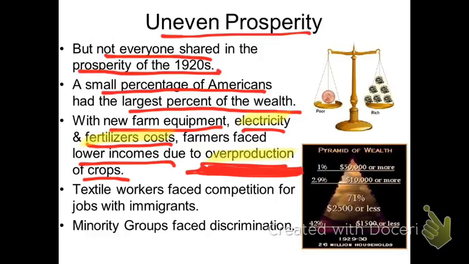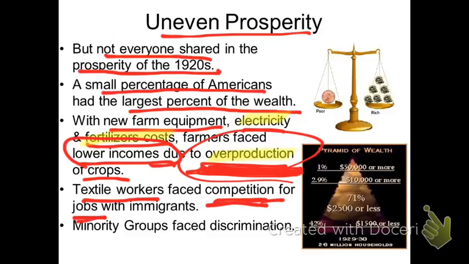Why are they making less money? Why are their incomes lower? They've overproduced, and so there is a larger supply than necessary. There's a larger supply than demand requires, and so prices fall. If the supply of something goes up, it doesn't matter what it is, if the supply increases dramatically, then prices fall. That's just supply and demand. That's just basic economics.